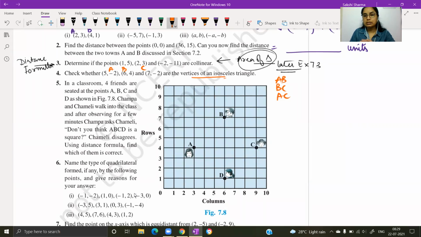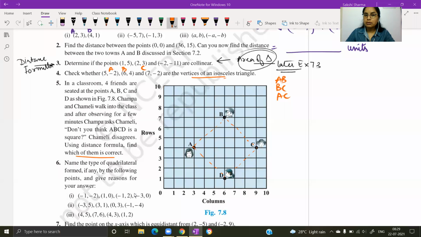So points A, B, C, D represent the position of the students in the class. Champa and Chameli walk into the class, and after observing for a few minutes, Champa asks Chameli, don't you think ABCD is a square? This quadrilateral formed by their positions forms a square. This is what she observes. And Chameli disagrees. Using distance formula, find which of them is correct.